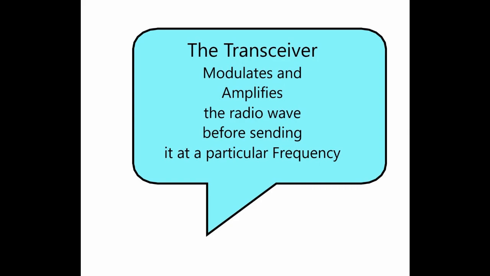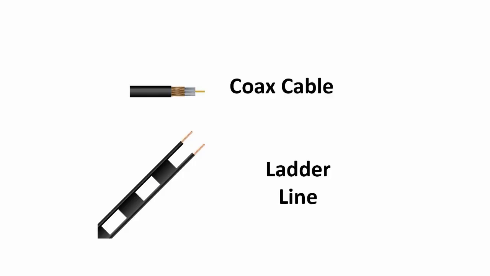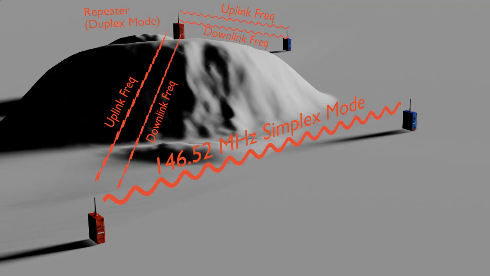Transceiver modulates, amplifies, and transmits the radio wave to the antenna through a feed line. The transmitting antenna sends the energy that travels as a radio wave at a particular frequency to a receiving antenna set to the same frequency.